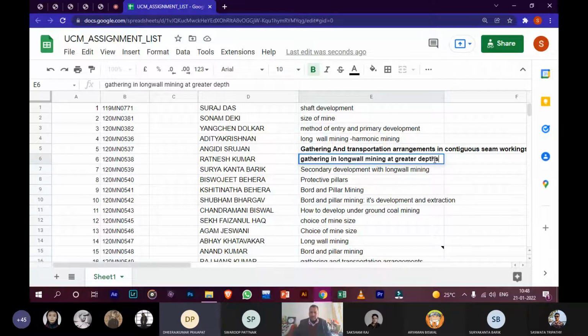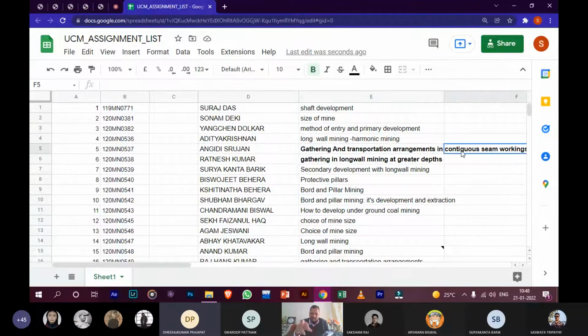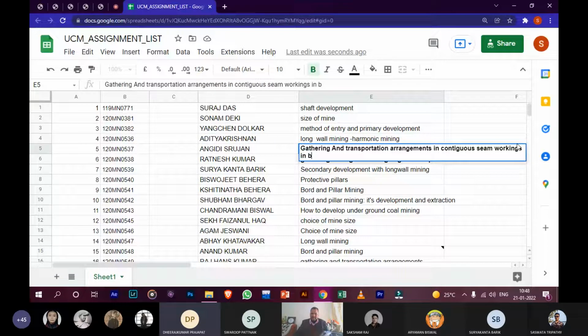So in that, we will look into that. And Angadi will look into contiguous seams, not in longwall. Contiguous seams can be extracted by many methods. For him, you give contiguous seam working by board and pillar. For Angadi, you write board and pillar. For him, longwall.